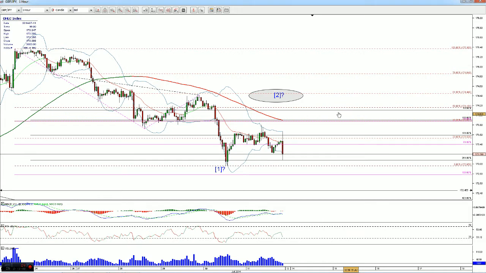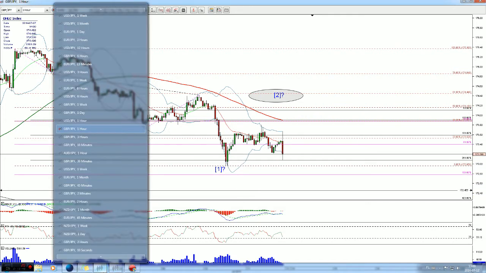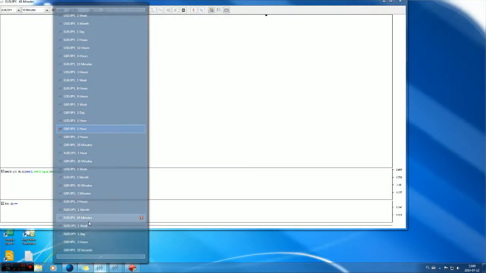to the downside could develop, and this will be the strongest one. So it's worth having an eye on it and paying attention to that, because this could give a lot of pips to the downside. Good. So this was the Great Britain pound.